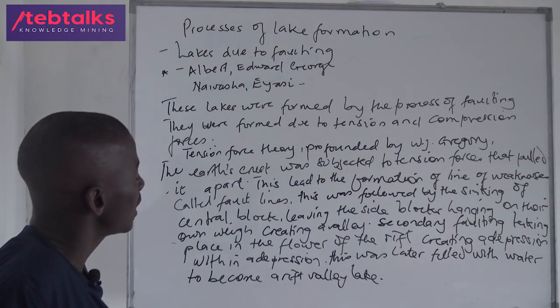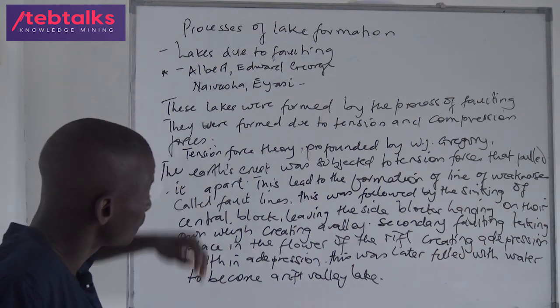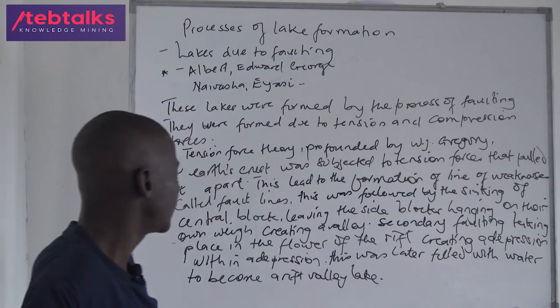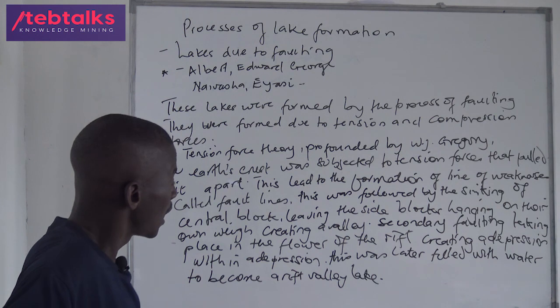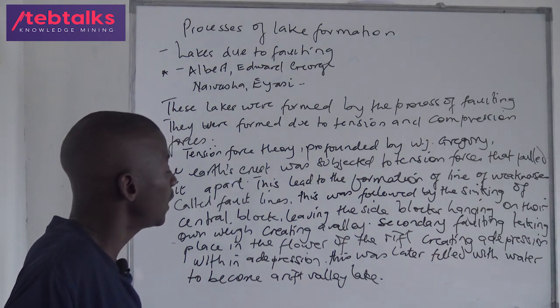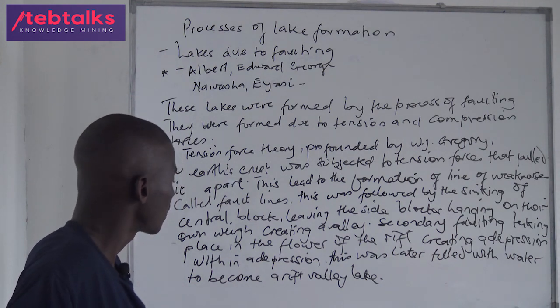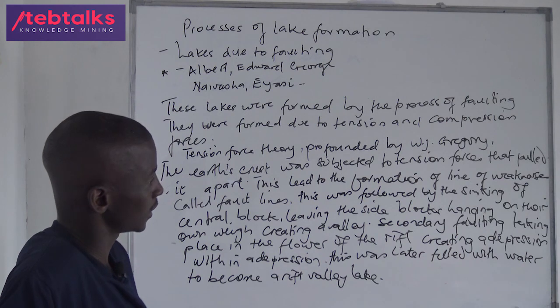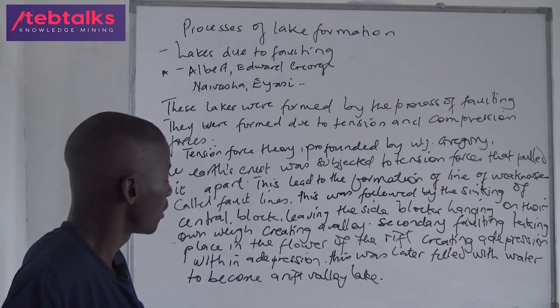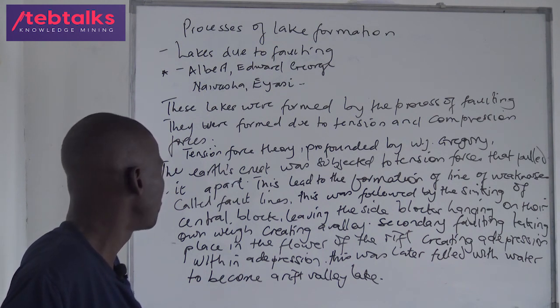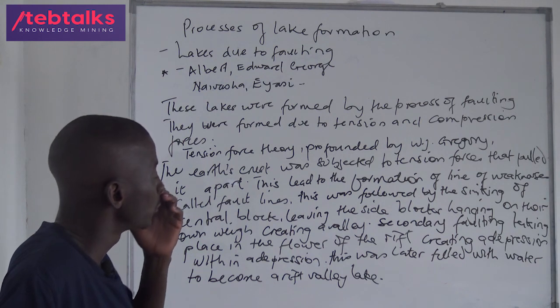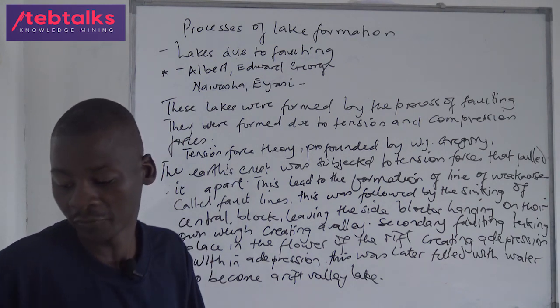Briefly, it explains how the East African Rift Valley was formed, together with the two arms, that is the western arm and the eastern arm of the East African Rift Valley. However, second faulting took place in the floor of the already existing Rift Valley. The Rift Valley was attacked by another process of faulting, creating a depression within the Rift Valley. This depression was later filled with water to become a Rift Valley lake.